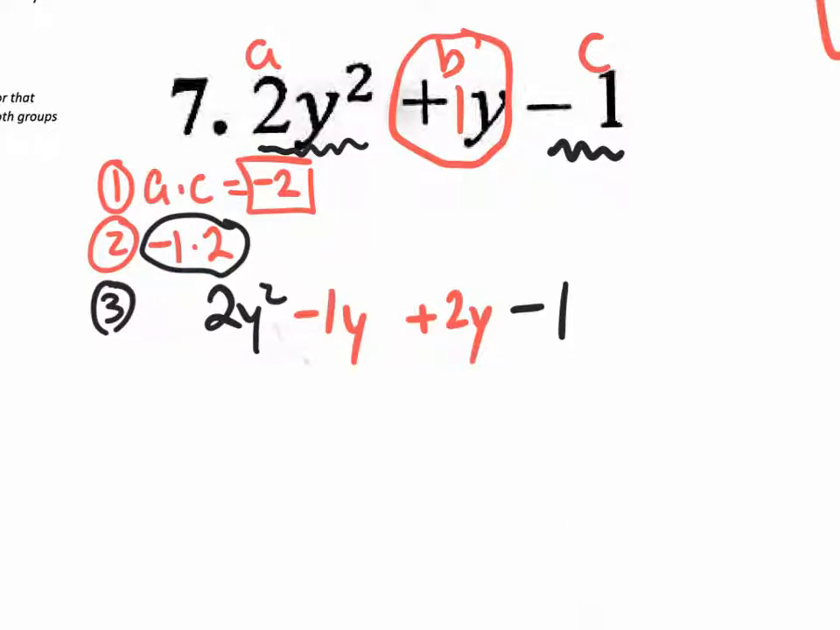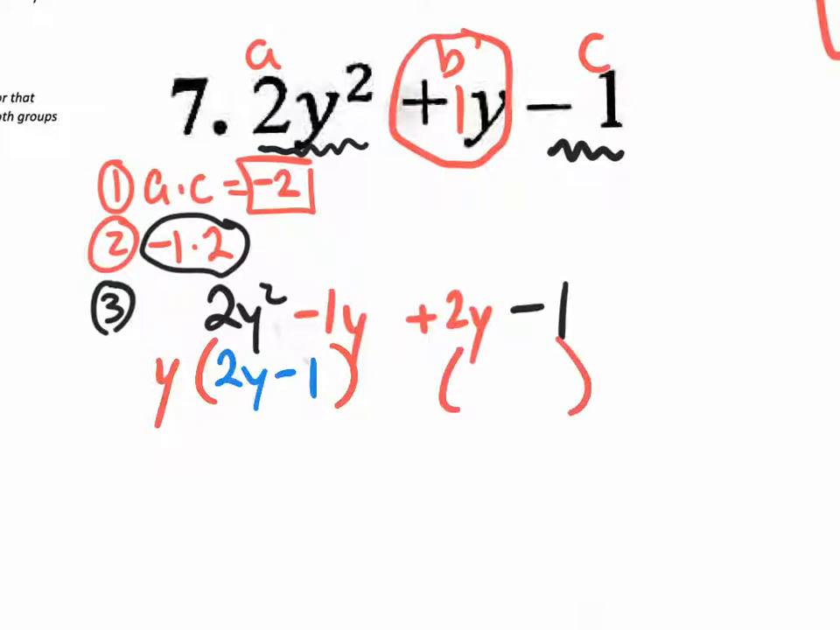Now we're going to factor by grouping. So I kind of left some space between the first two terms and the second two terms on purpose. So I'm going to factor something out of the first group. What could I pull out? Y. And what would I have left on the inside? 2y minus 1.